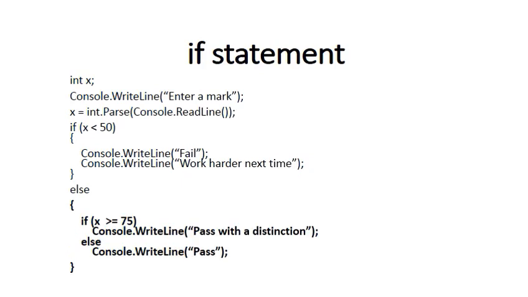So since the true or the false part can have more than one command, you can literally put anything in that part. In this example, we've added another if statement into the false part. So it simply says we differentiate between a distinction pass and a normal pass. So if you go into the false part of this if statement, and then you say again, if x is greater than or equal to 75, you print distinction, otherwise you print just pass. So in this case, we have an if statement within an if statement. We refer to it as a nested if statement.